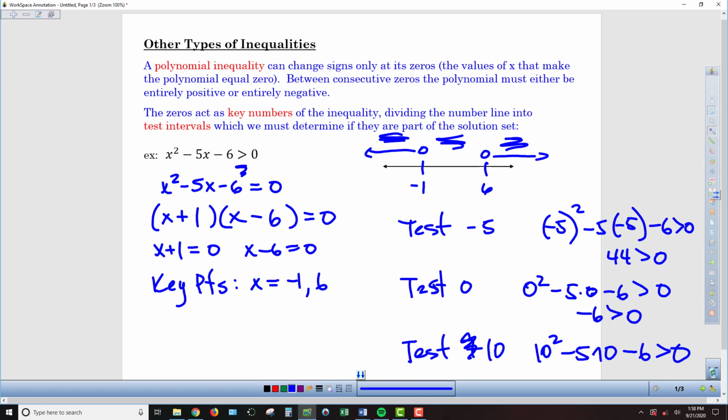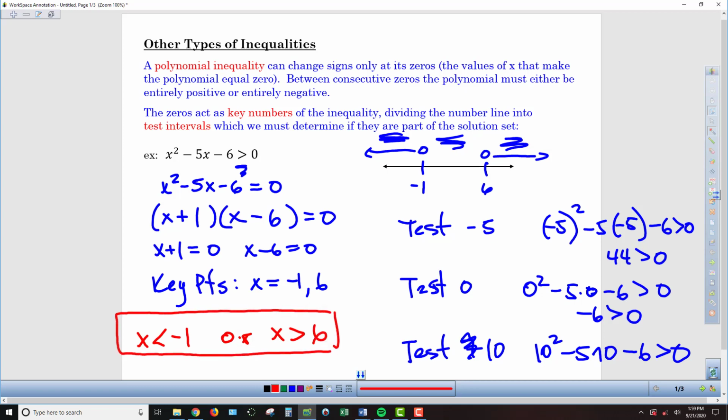And so we see that we've got this graph. So I'm going to now write that graph in algebraic form. And so this, if we recall from our absolute value inequalities, is an OR problem. So I'm going to write it just like that. X is less than -1, or x is greater than 6. So there's my algebraic answer to go along with my number line answer.